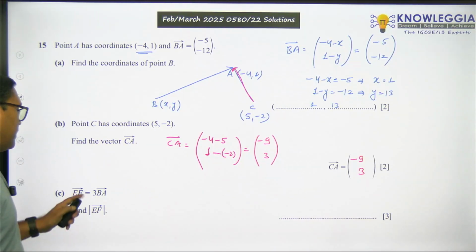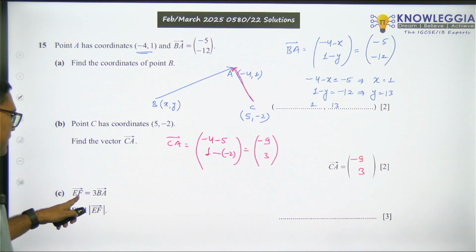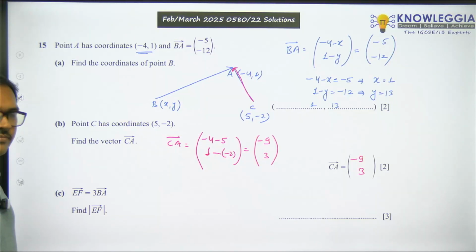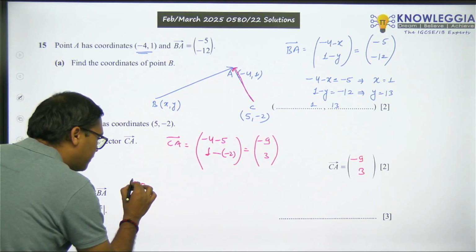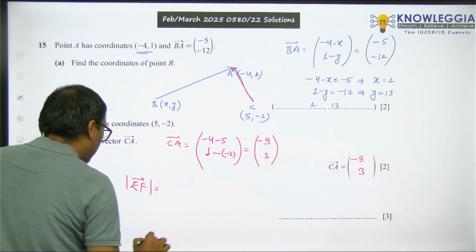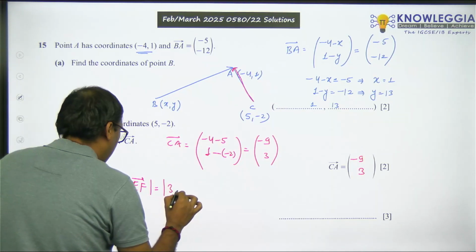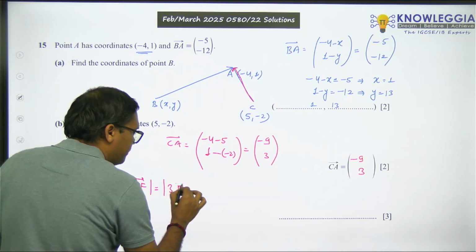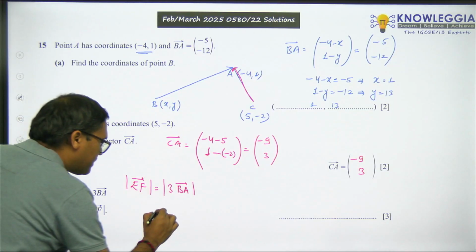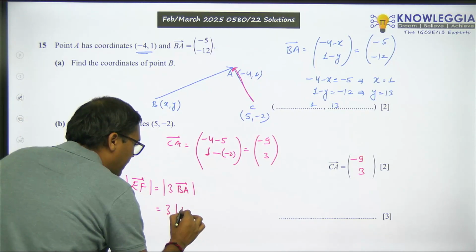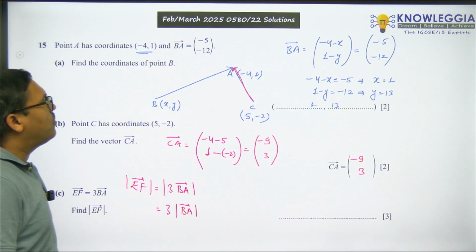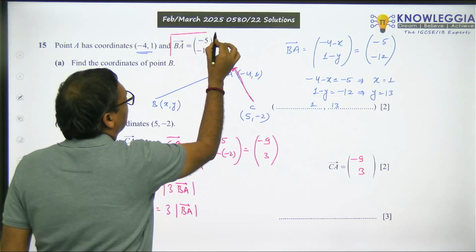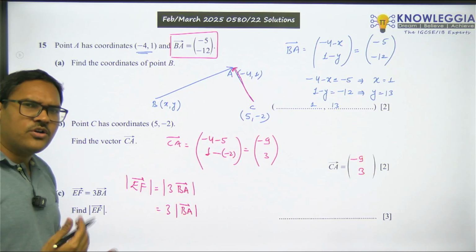Okay. Now the third. The EF vector is 3 times the BA vector. Find the magnitude of the EF vector. So you can see here, the EF vector magnitude is equal to 3 times the BA vector magnitude. Or you can say this is 3 times the length of the BA vector. Now, what is the BA vector? This is given to you.